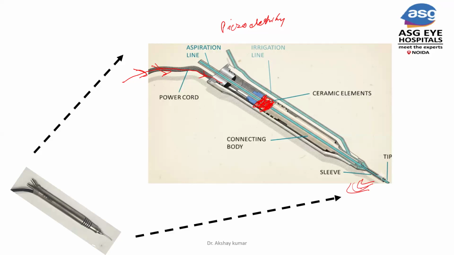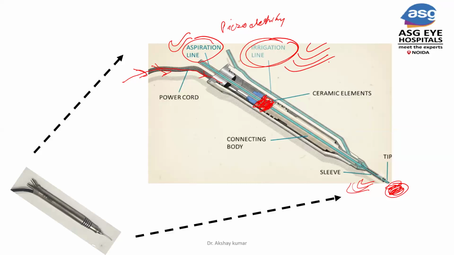And the phaco tip also has an aspiration line. Whatever nuclear pieces are broken down here are directly aspirated via the aspiration line. And to maintain the anterior chamber, it also has an irrigation line, which is here. So you need to understand the basic structure so that you can operate it very well.